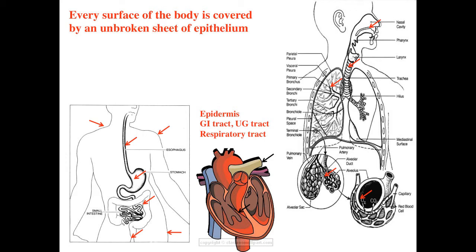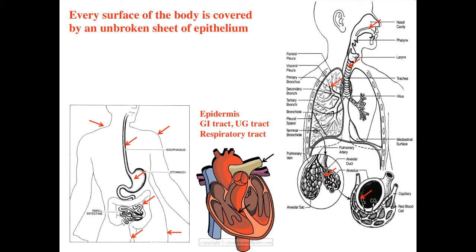You know that if you abrade or have a break in the epithelial surface, the body will heal itself. Unbroken sheet of epithelium along the GI tract. Likewise, unbroken sheet of epithelium lining the respiratory tract. So here I'm tracing it: the nasal cavity, for example, coming down the pharynx, into the larynx, the trachea, and even going into the lungs to the very smallest alveolar surfaces of the lungs. There's an unbroken sheet of epithelium.